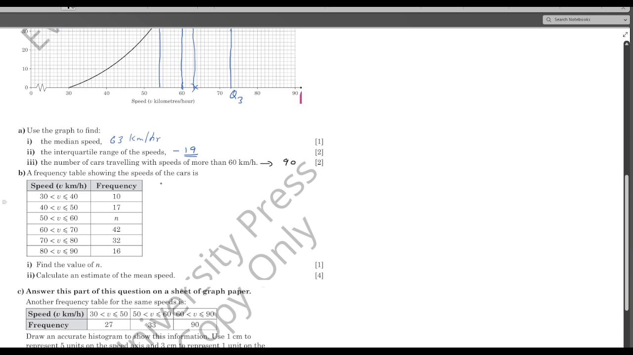A frequency table shows the speed of the cars. Find the value n.